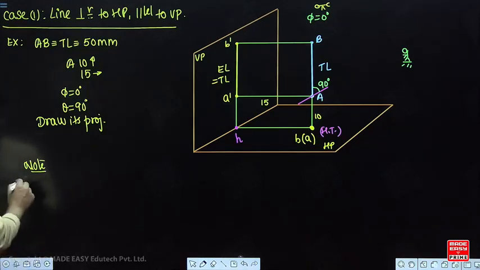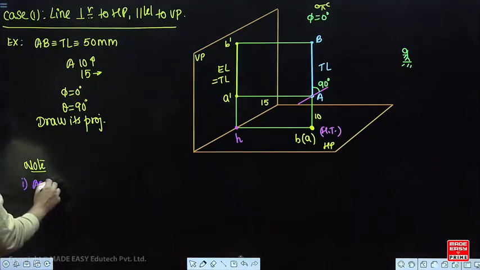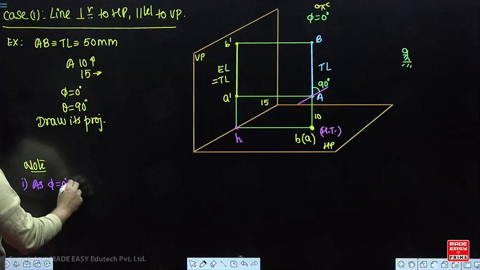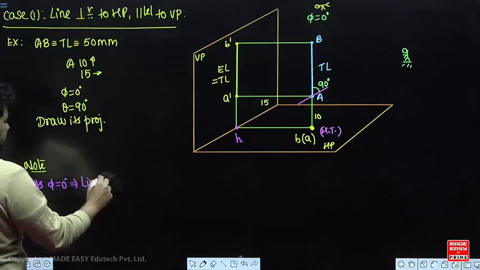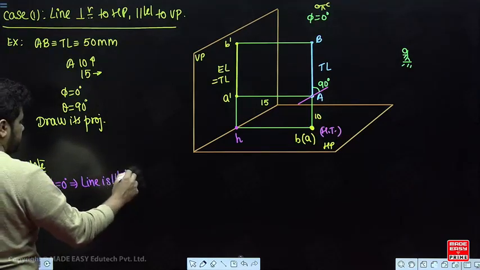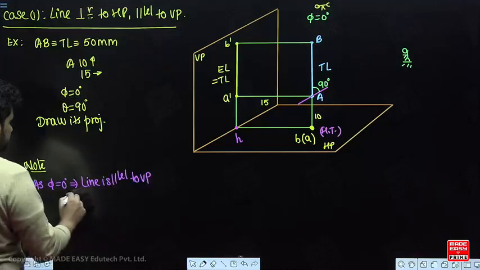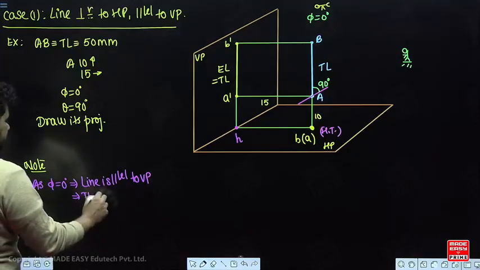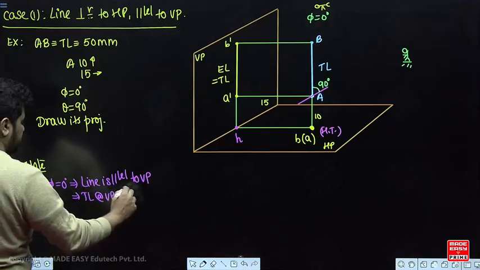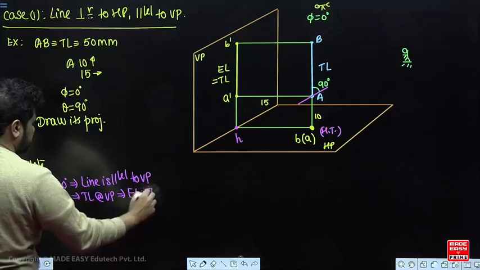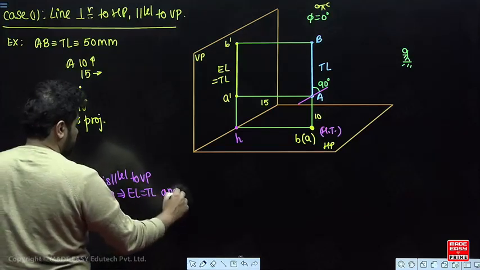ओ भाई, note number 1, see, as phi is equal to 0 means line is parallel to VP, true length कहाँ पे मिलेगा? VP में means elevation length will be equal to true length and should be drawn first.